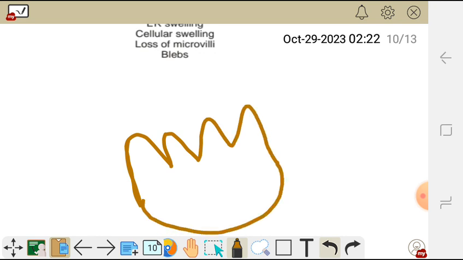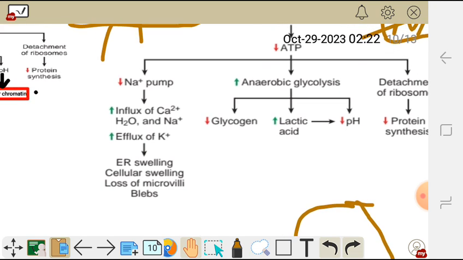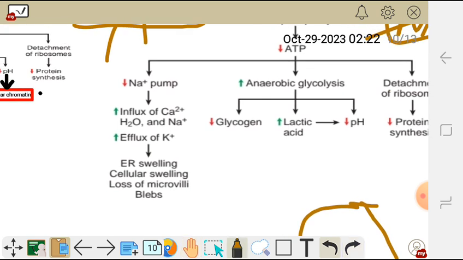These are the microvilli on the cell. When the cell swells, it is going to lose them, so the microvilli are going to be lost. This structure here is going to be lost because of cell swelling. Another thing which will be observed here are what we call membrane blebs. I'm going to explain this in the next slide. Membrane blebs are also going to be formed in reversible cell injury.